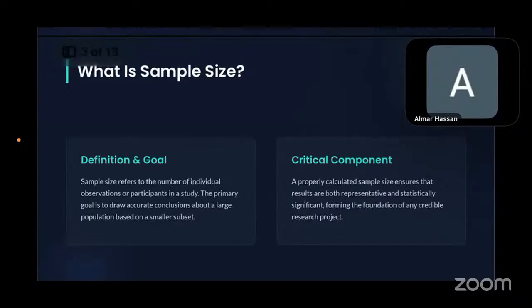As a researcher, why don't we just take the entire population of, let's say, India, if we want to see people with hypertension? Why don't we just take the entirety of the patients in India and do research on them, rather than just taking a small sample size?